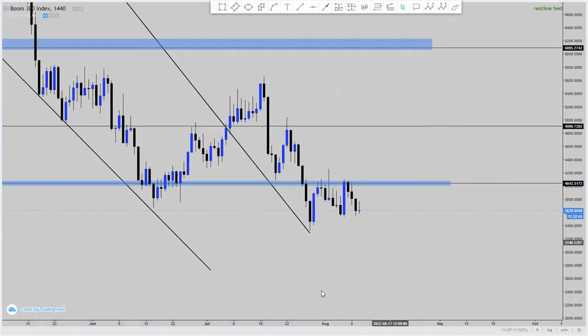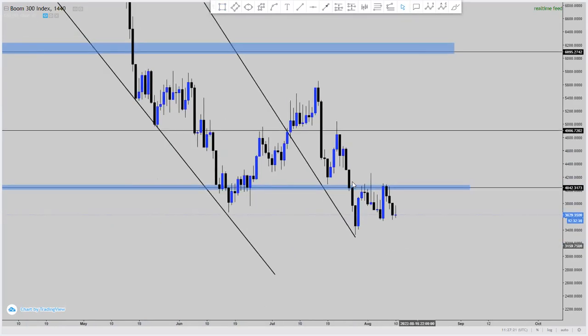According to market structure, that resistance is also a lower high, because the market was downtrending: lower low, lower high, lower low, lower high. So basically, once that lower high is broken, we expect to see a bullish move to the upside.